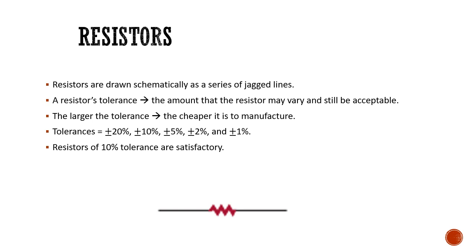A resistor's tolerance is the amount that the resistor may vary and still be acceptable. It is expensive for a manufacturer to hold a resistor to a certain value when an exact value is not needed. Therefore, the larger the tolerance, the cheaper it is to manufacture. Resistors are available with tolerances of ±20%, ±10%, ±5%, ±2%, and ±1%. Precision resistors are available with even smaller tolerances. In most electronic circuits, resistors of 10% tolerance are satisfactory.